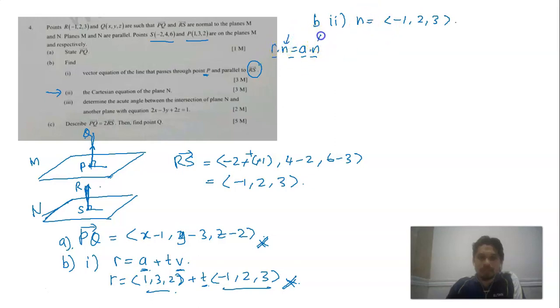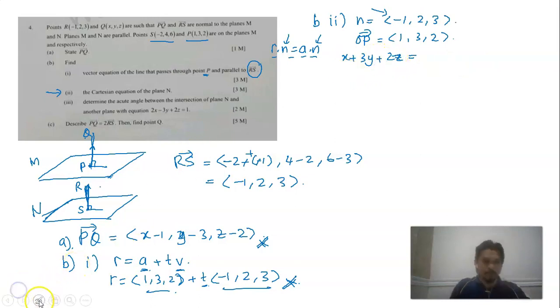So this n is already here now. But for a, we use P as a reference for this question, where a equal to OP, which is the coordinate of P, (1, 3, 2). So r dot n, with r equal to the coordinate (x, y, z). Okay, sorry.